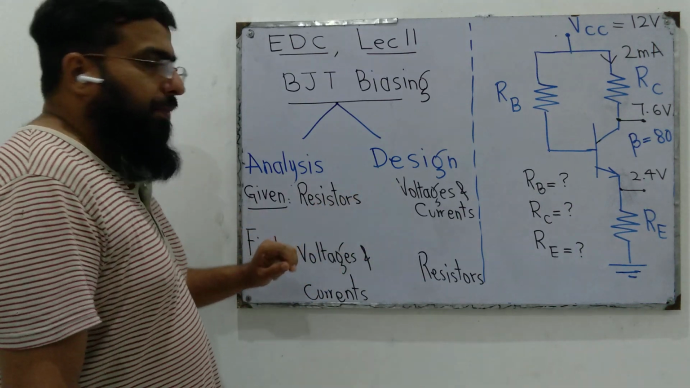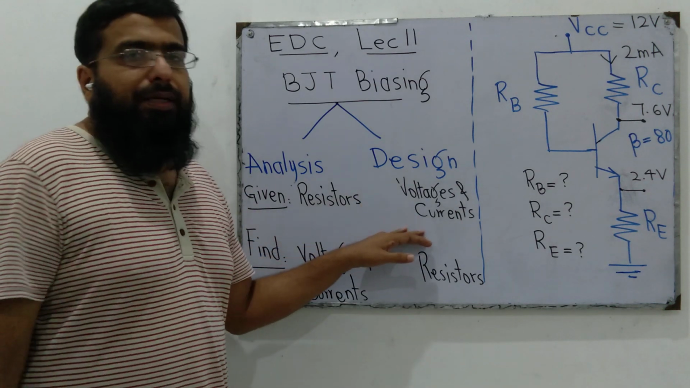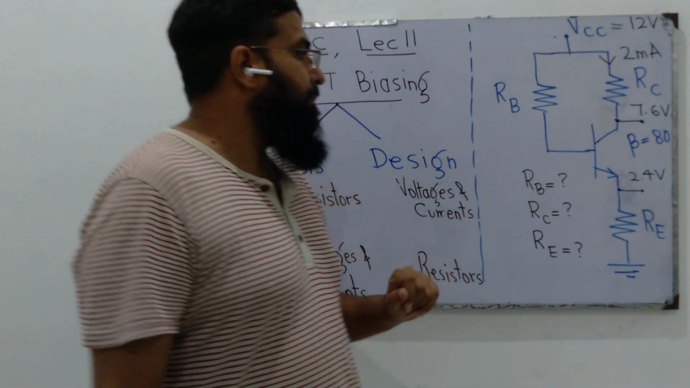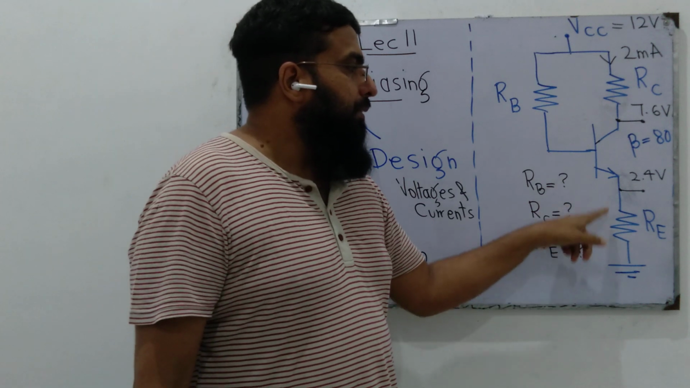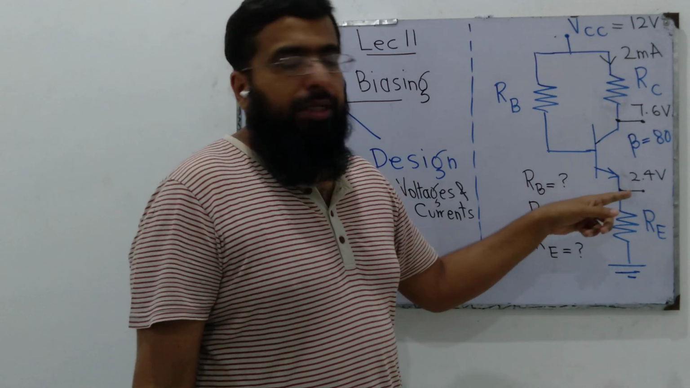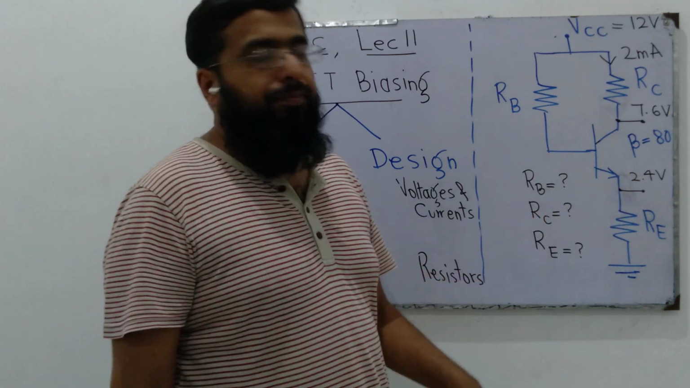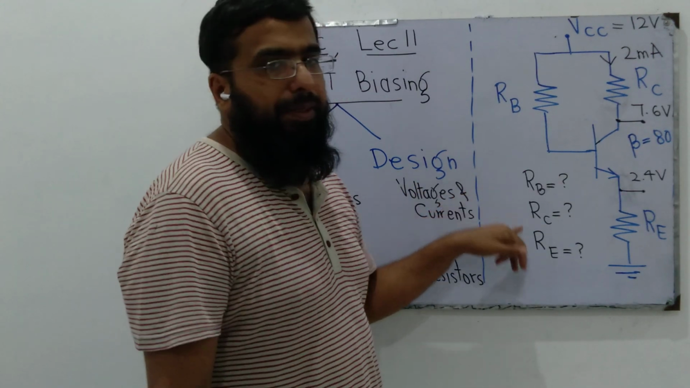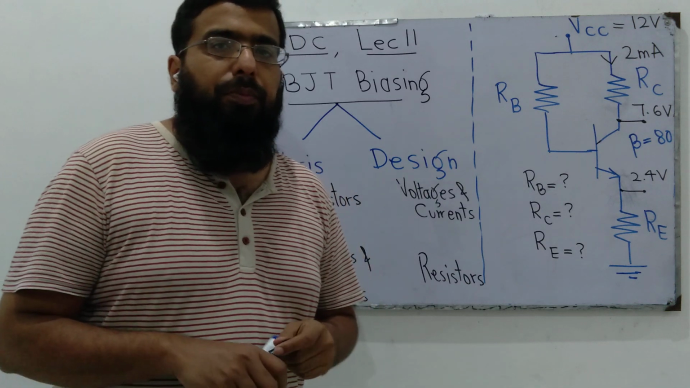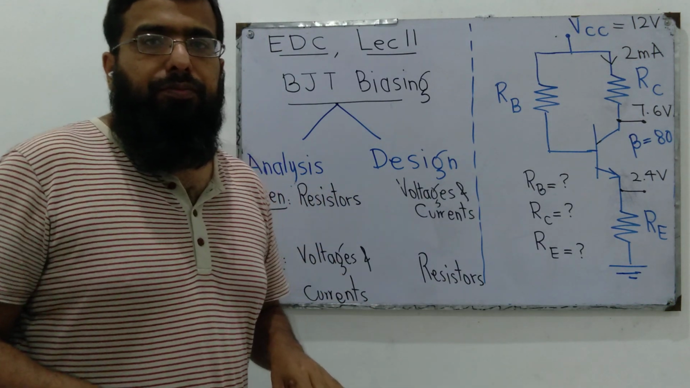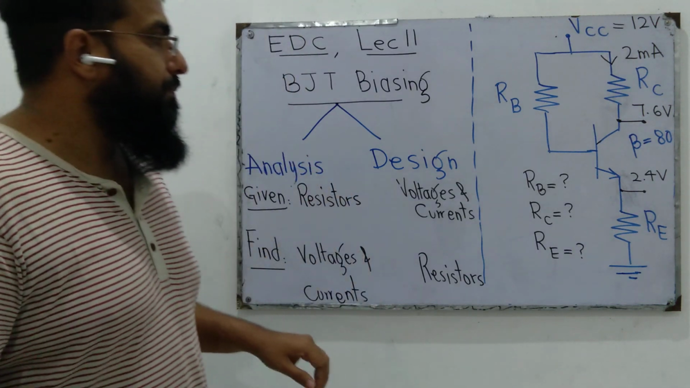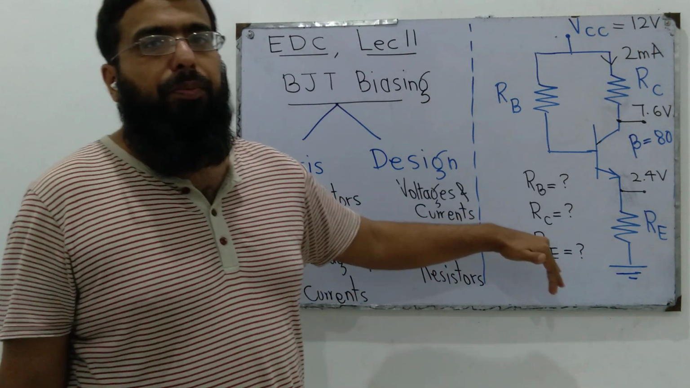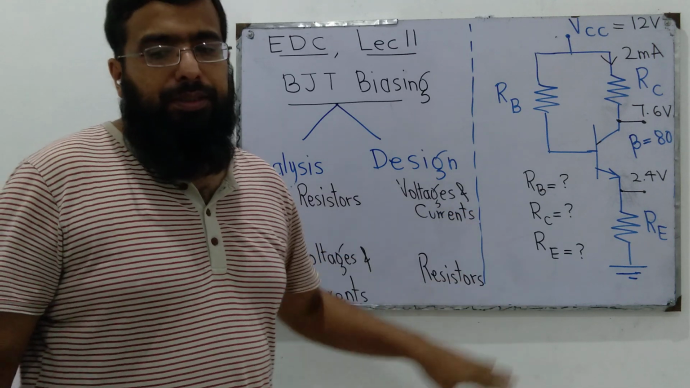For a design problem, it is vice versa. Voltages and currents at different points in the circuit are given. For example, IC 2 milliampere is given, and VE, the voltage drop across the emitter resistor, or the voltage of the emitter terminal with respect to ground, is given, and we have to find out the values of resistors. For example, in this case, we have to find out RB, RC, RE. These types of problems are called design problems, where we have to find out the values of resistors given different voltages and currents. Next, we will solve this problem to find out the values of RB, RC, and RE.